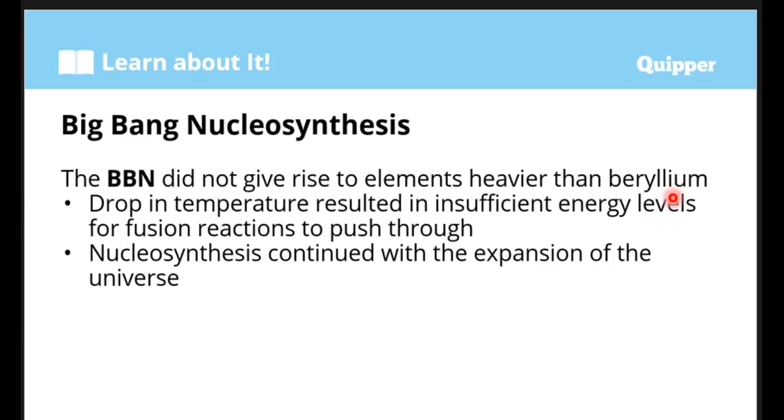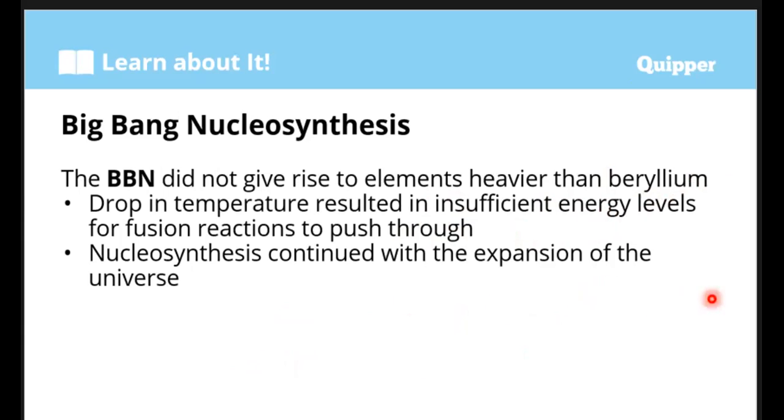This means that there is a drop in temperature resulting in insufficient levels for fusion reactions to push through. In order for a subatomic particle to be combined with another subatomic particle, it requires high energy. But since there is insufficient energy, it is not possible for beryllium to combine with other subatomic particles, whether a neutron or a proton, because of insufficient energy levels. And nucleosynthesis continued with the expansion of the universe.